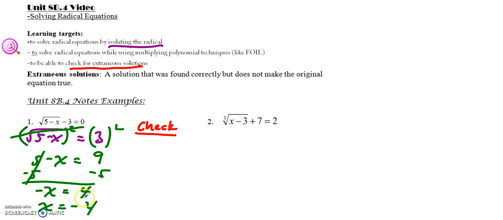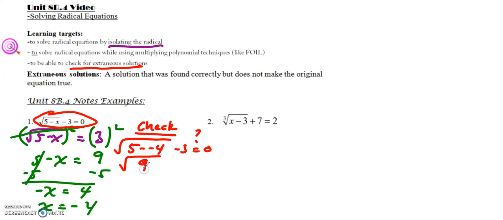So if I take the negative 4 and plug it back into the original equation for x, we'd have the square root of 5 minus negative 4 minus 3. Does that indeed equal 0? Well, 5 minus negative 4 is 9. The square root of 9 is 3. 3 minus 3 does check out to be 0. So this is for sure an answer to number 1.